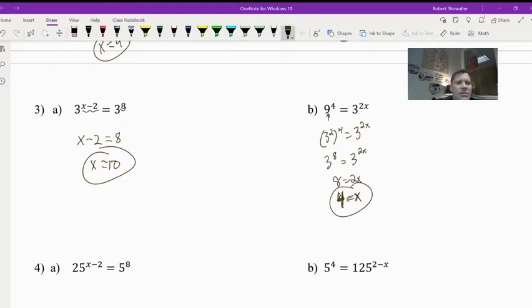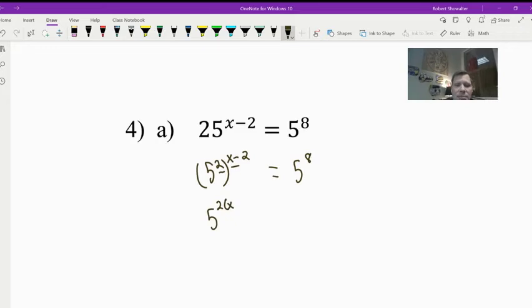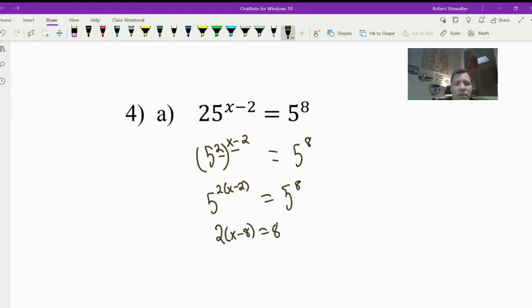Okay, now that we get x is 4, we're going to go to the next one, 4a. Let's try to rewrite this. Okay, we have a 25 and a 5. Can we get those bases the same? Indeed, we can. 25 can be 5 squared. And we can then raise it to the x minus 2 power. Because we have it to the x minus 2 power, we have a power to power, so we can multiply those exponents. So we get 2 times x minus 2, right? We're going to have some distribution going on. Now that we have the bases the same, we can set the exponents the same. Once we set the exponents the same, we can solve it.